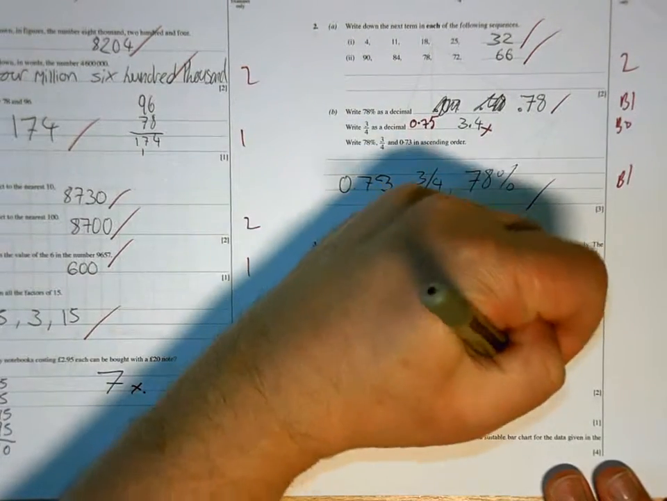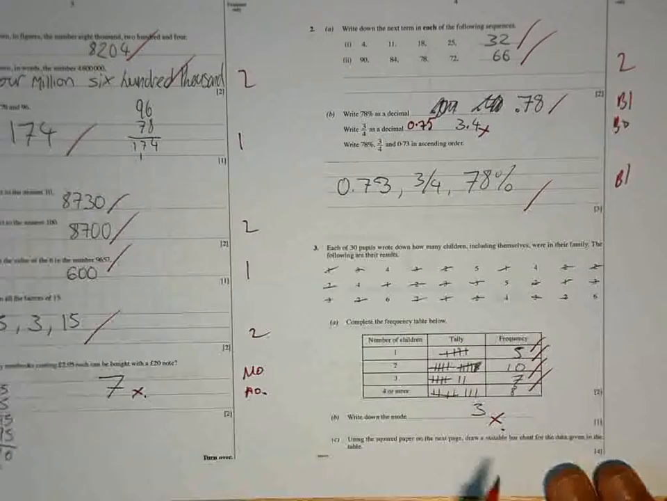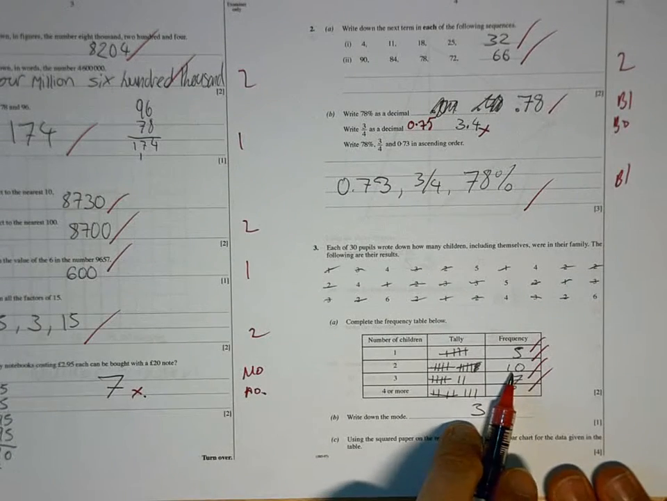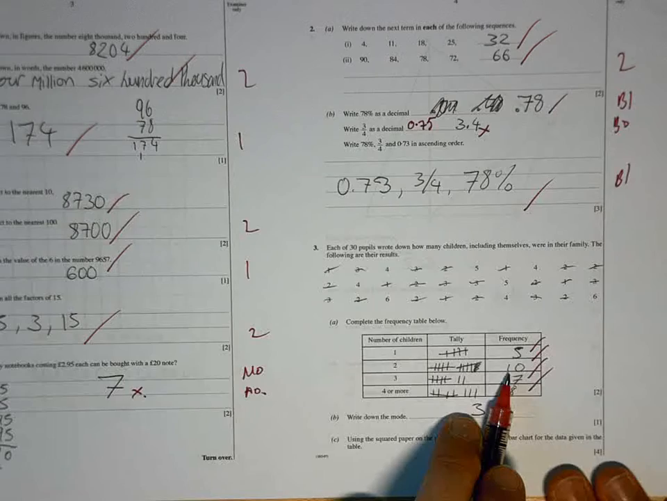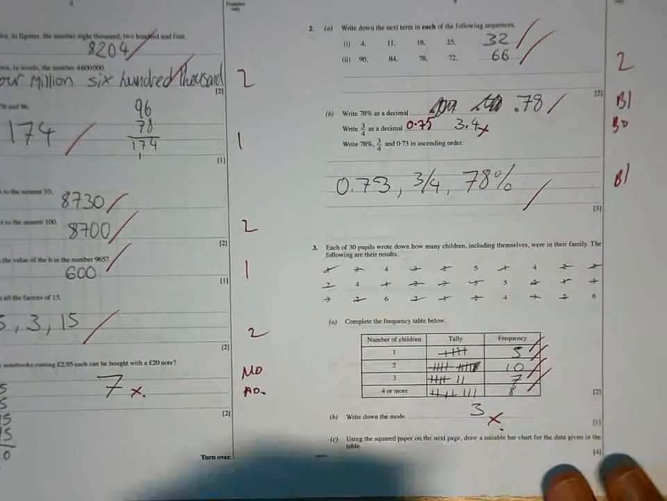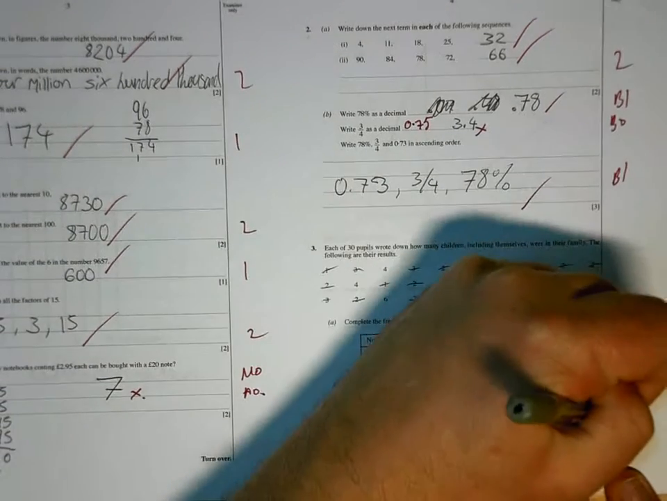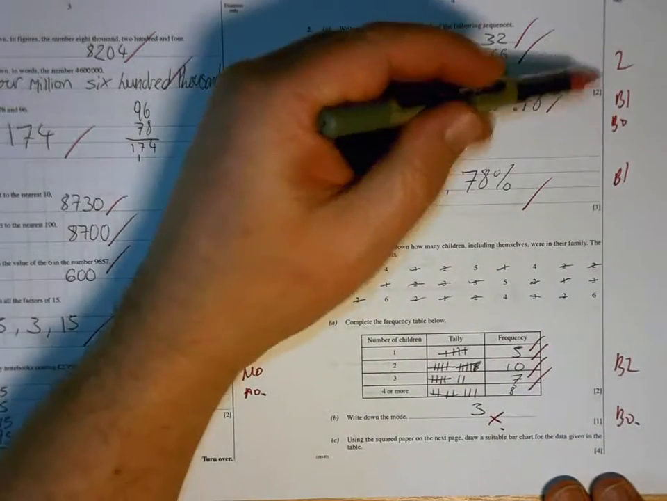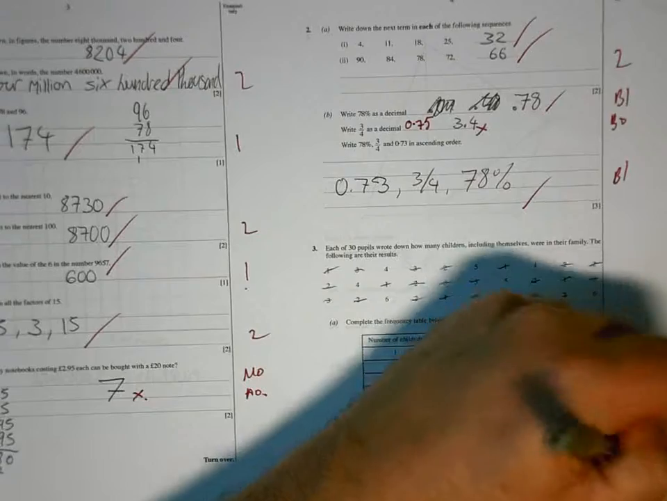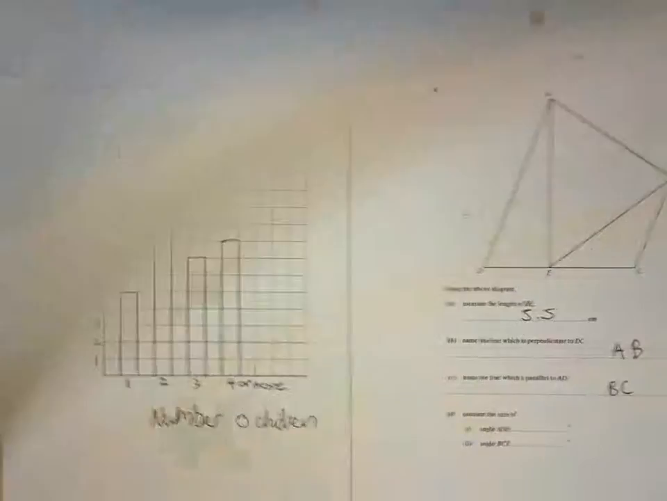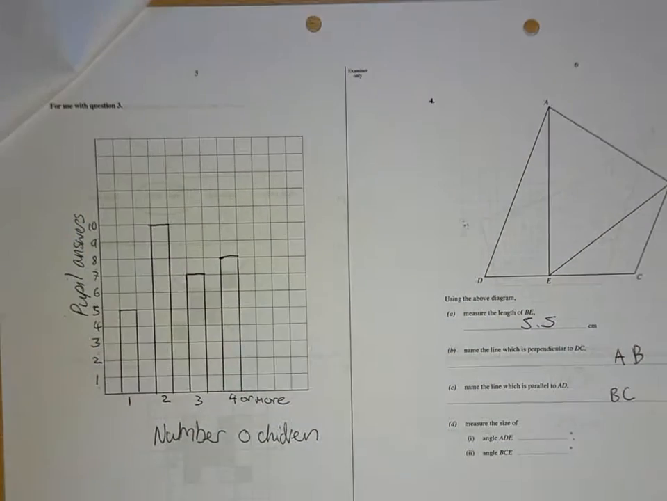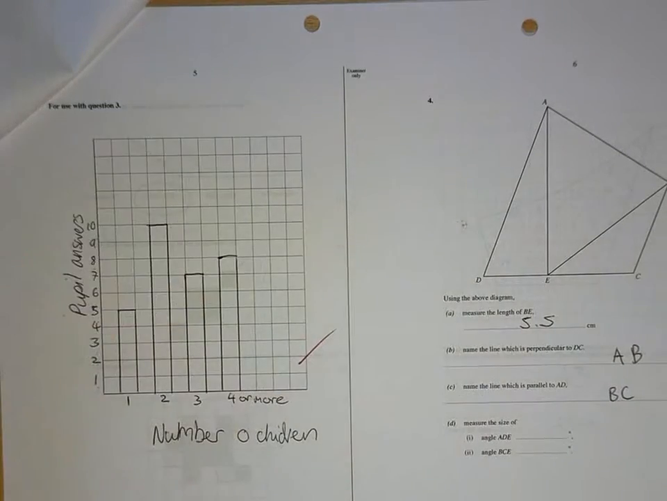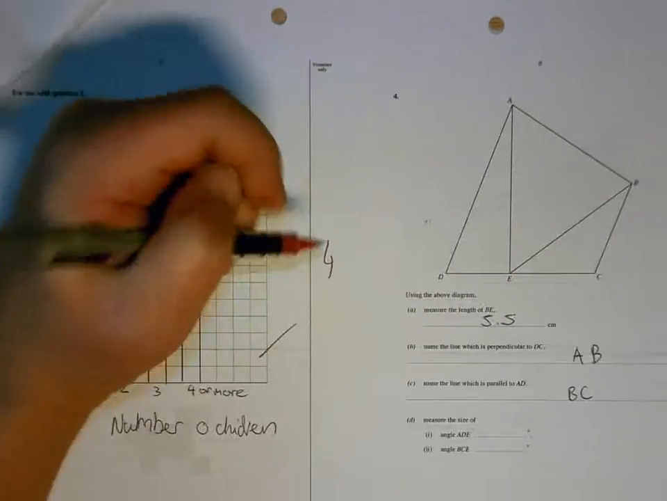5, 10, 7, 8 is correct, but the mode isn't 3 because the number of children that's occurring most is 2. So that's a careless mistake there. So total for the page: 2, 3, 6, 8, 10, 12, 14. So there's 4 marks you've left on that first page. That's fine. 4 marks for that.